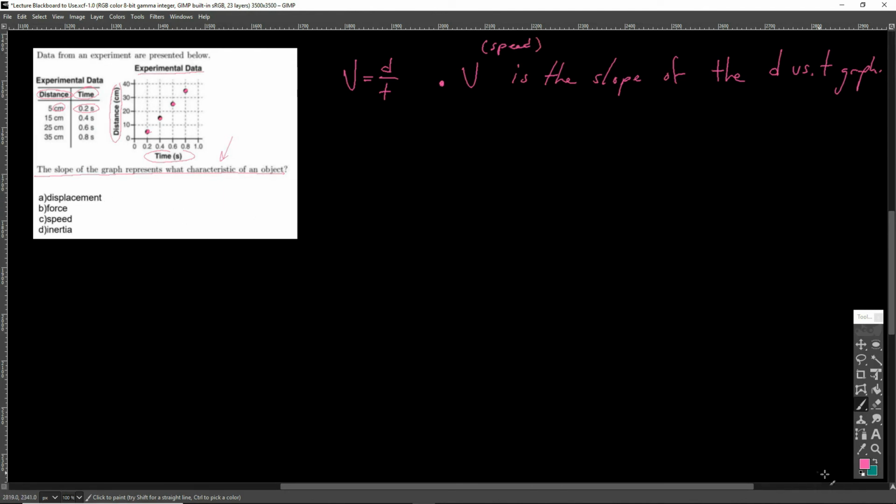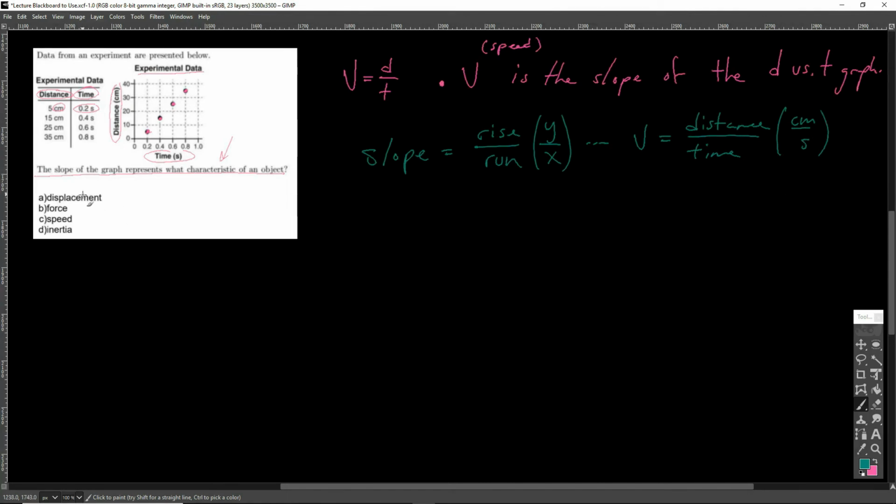Okay, so what does this mean? Well, let's make sure we know what slope is. What is the slope of any line on a graph? It's the rise over the run. Okay, the y over the x. The rise in y over the run in x. So that's basically exactly what this is, because the y is distance and the x is time in this case. So in the case of velocity, you have distance, the rise, over the run, the time. Okay, and in this case, it's in centimeters per second.